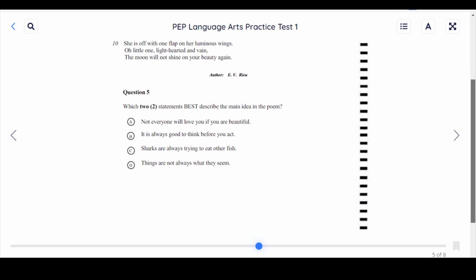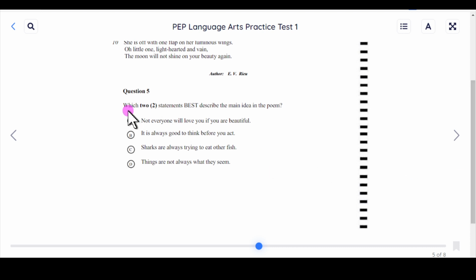All right. So question 5 now says, which two? Okay, pay attention to this now. This word two is important here. Which two statements best describe the main idea in the poem? All right, so we have two options to take.